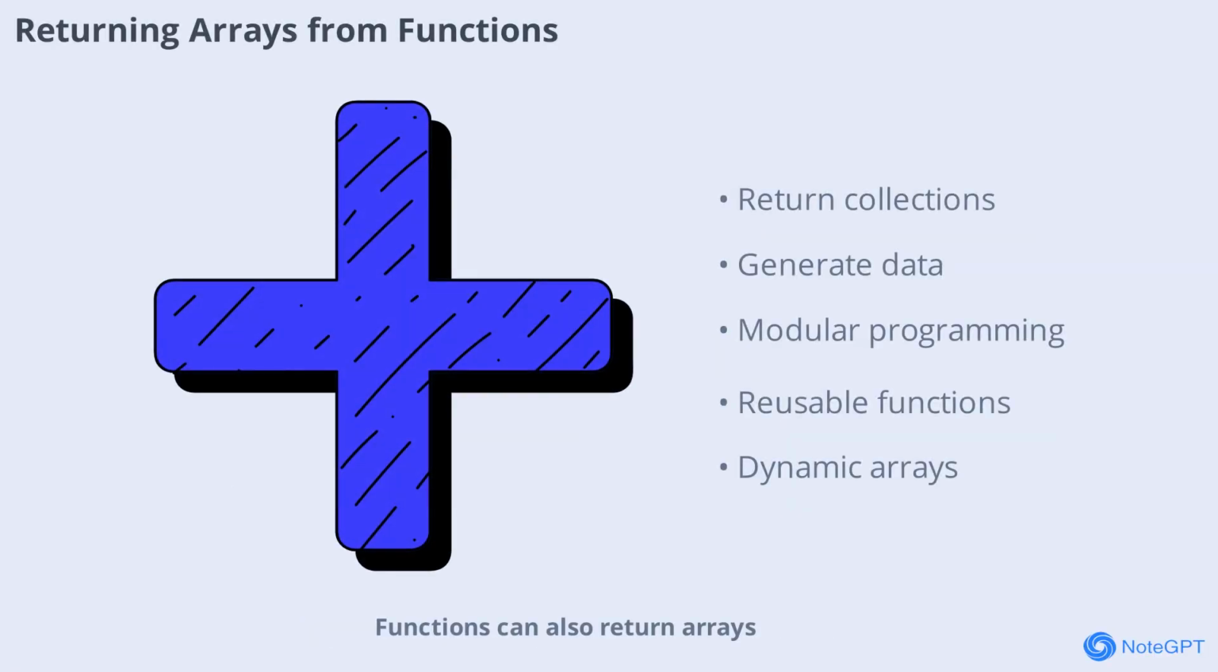Functions can also return arrays, allowing you to generate and use collections of data dynamically. For example, a function might create an array of random numbers and return it to the caller. This technique is useful for modular programming where you break down complex tasks into smaller, reusable functions.